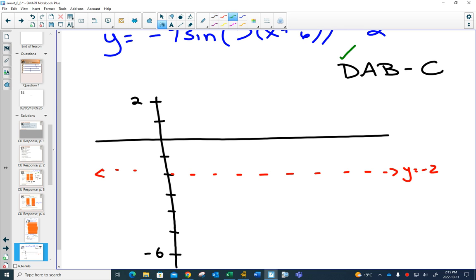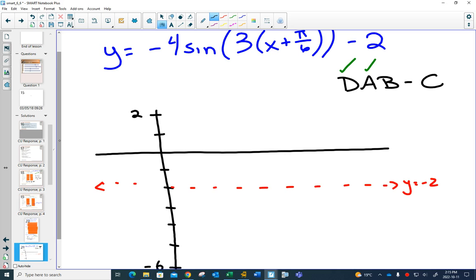Your A value is done. Your B value finds your period. In this case, your period is going to equal 2 pi over 3. So I find somewhere on here and mark 2 pi over 3 and divide it perfectly into 4 equal sections. Half of 2 pi over 3, pi over 3. Half of pi over 3, pi over 6. 1 pi over 6, 2 pi over 6, 3 pi over 6, which you could reduce to pi over 2, or you could leave it as 3 pi over 6. Your B value is done.